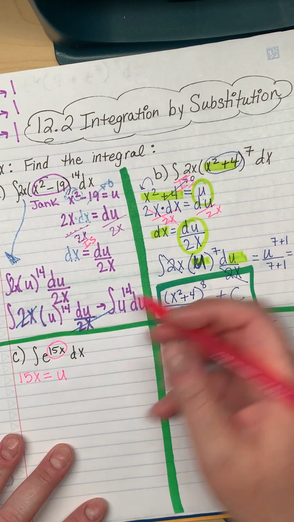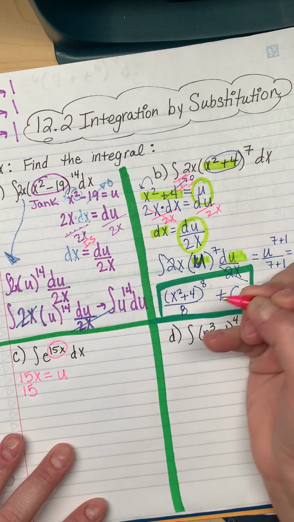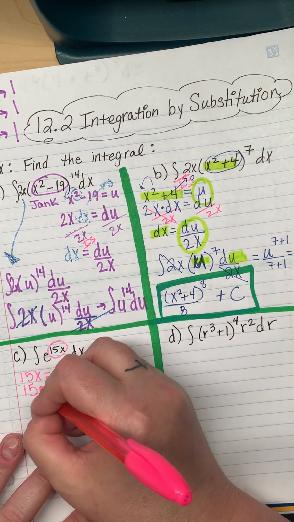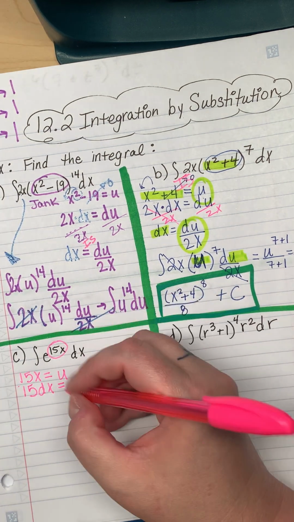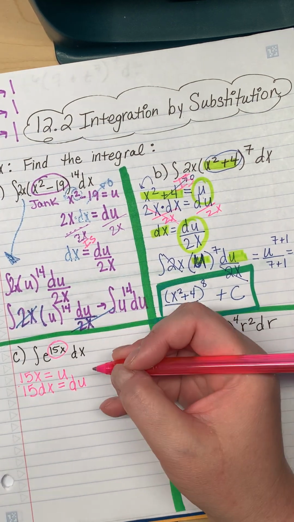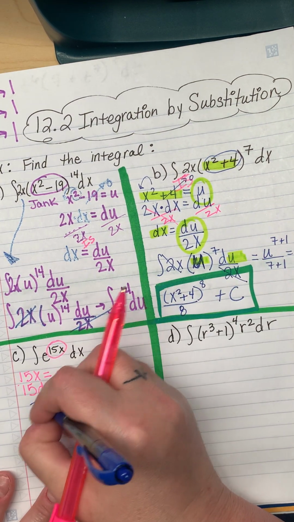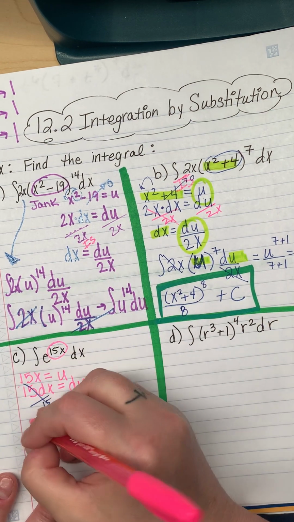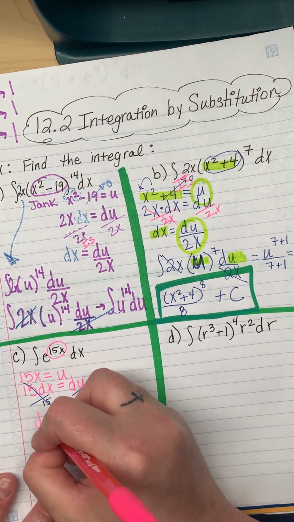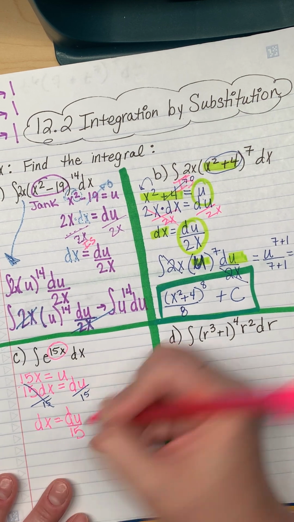Then we take the derivative. The derivative of 15x is 15. But then I have to put a dx. The derivative of u is 1, but then I have to put a du. I get dx by itself, so I divide by 15. And I get dx equals du over 15.